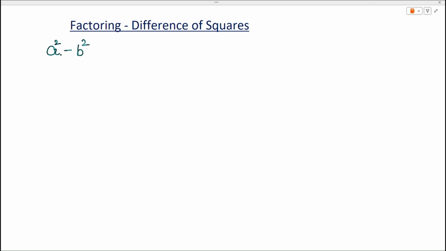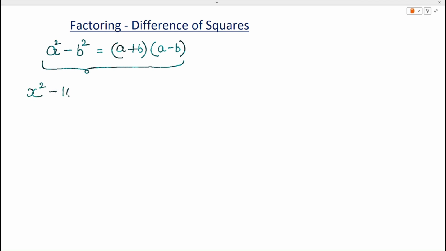in between. If this is the scenario, you can factor this expression as a plus b in multiplication with a minus b. You just need to keep this in mind and you can factor any expression which involves difference of squares. So we'll take the first example: x square minus 100.